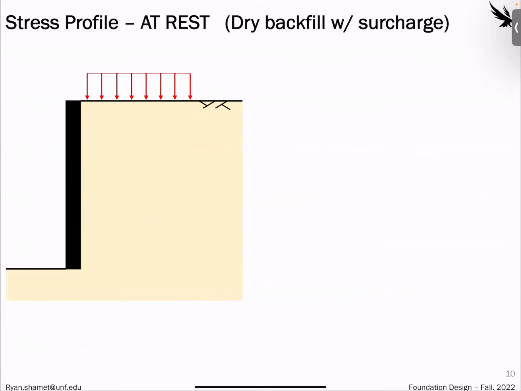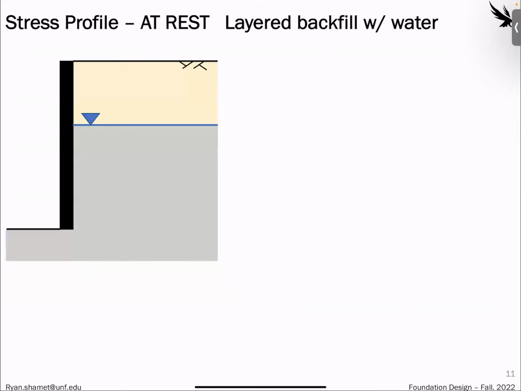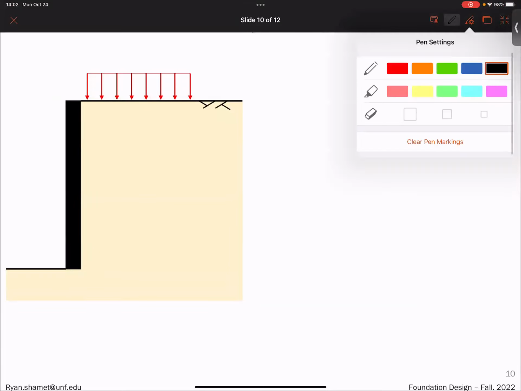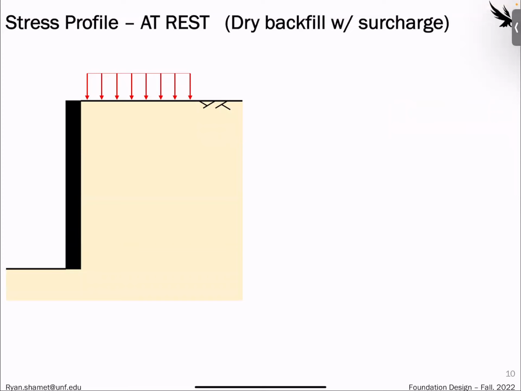So as we have different types of scenarios, like say we have a surcharge or some type of loading on top, then this will also affect the horizontal earth pressure. This is really common, especially because a lot of times these walls are going to have some other type of infrastructure on top, like a roadway or an existing building or something along those lines. So whenever we're doing that, since it's still a dry backfill, we would still have the same soil profile.